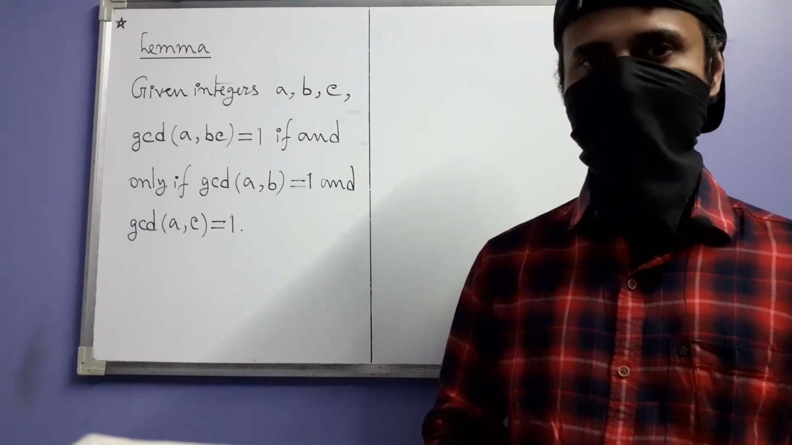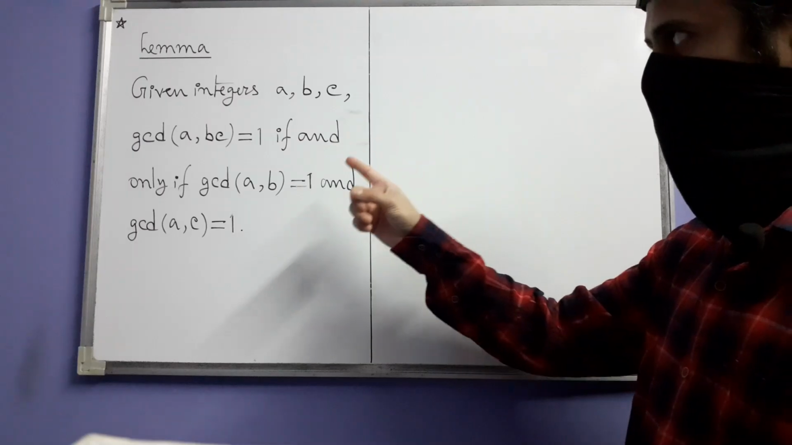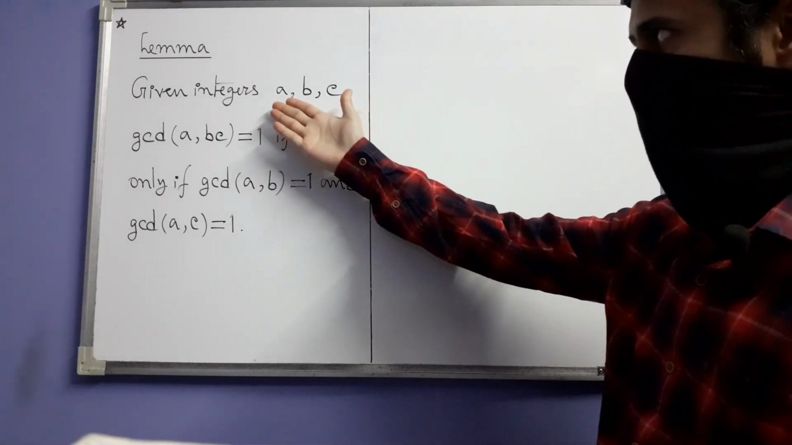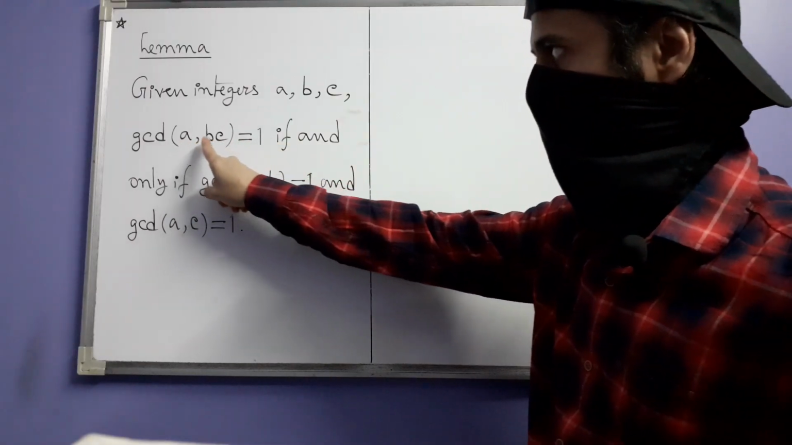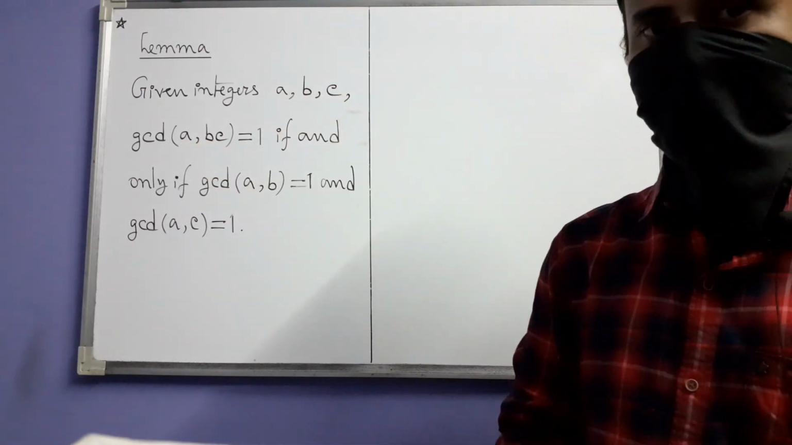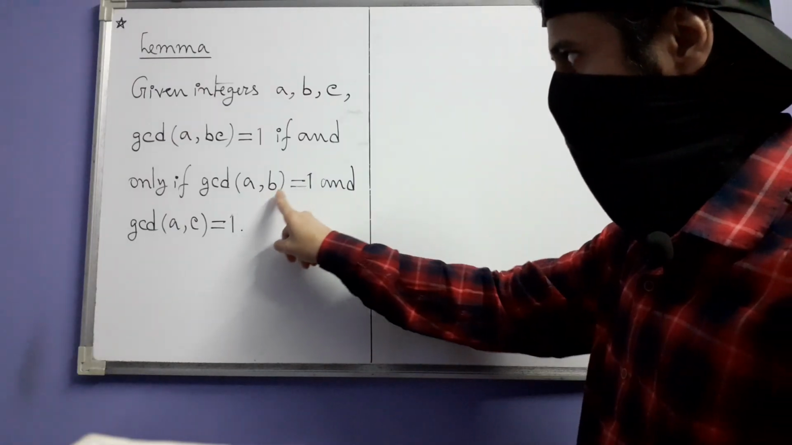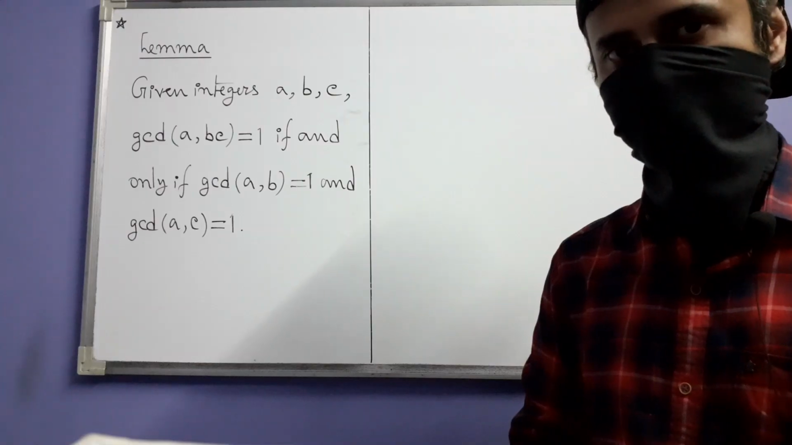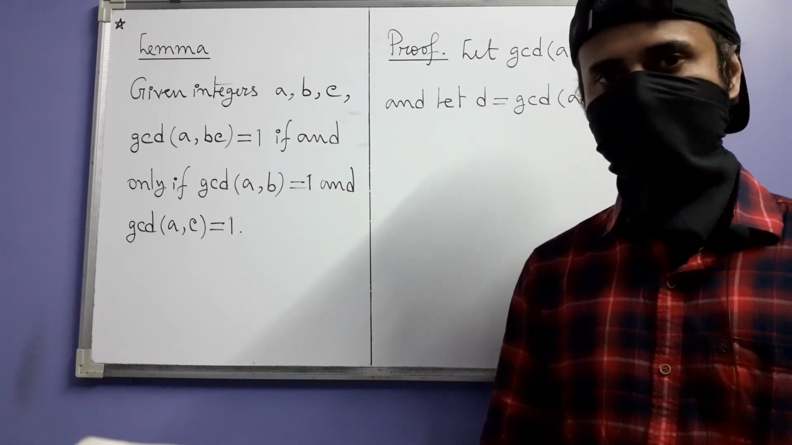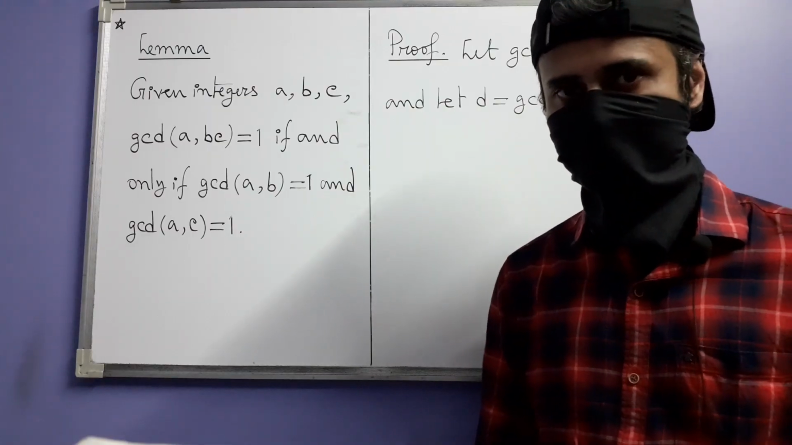Today we will prove that the function phi is multiplicative, and for that we are going to need this lemma, which states that for any three integers a, b and c, a and bc are relatively prime, that is their GCD is 1, if and only if a and b are relatively prime and a and c are relatively prime. So let's first prove the lemma and then we will turn to the proof that phi is multiplicative.